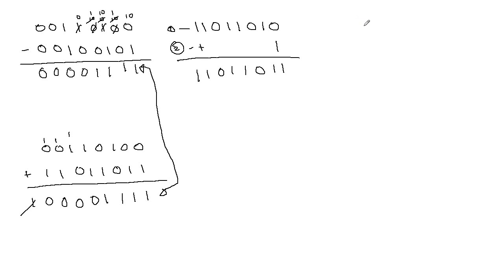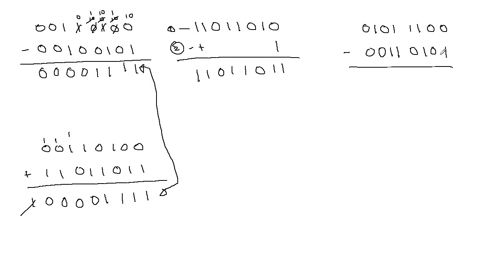Okay, let's try another example. Alright, so let's say 0, 1, 0, 1, 1, 1, 0, 0 minus 0, 0, 1, 1, 0, 1, 0, 1, right?